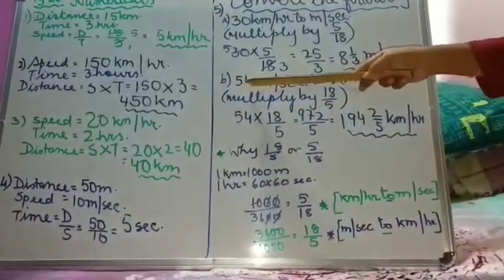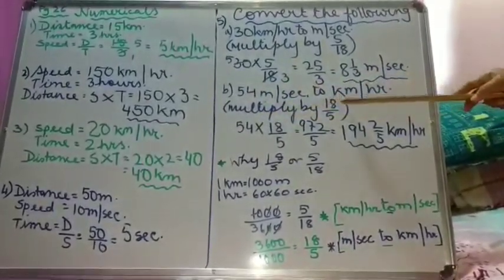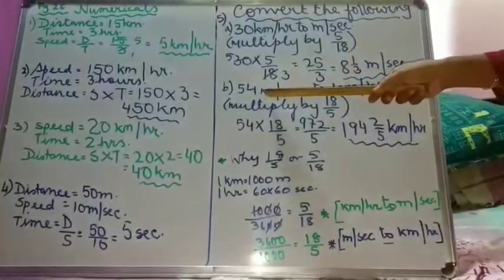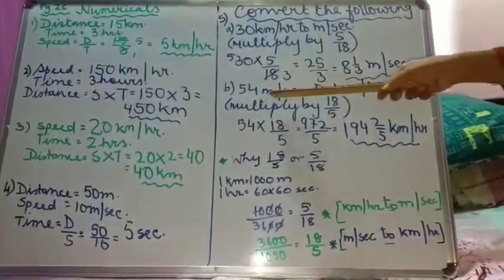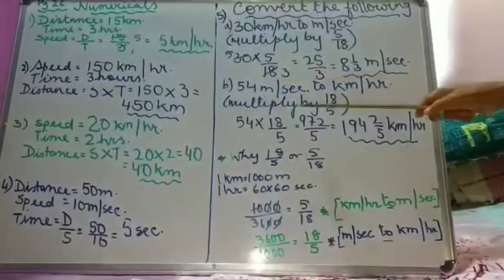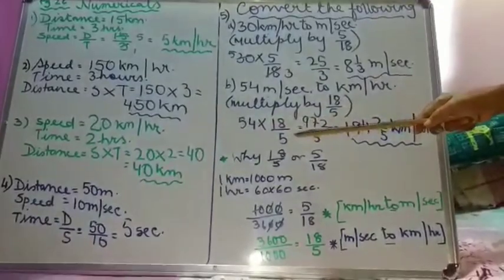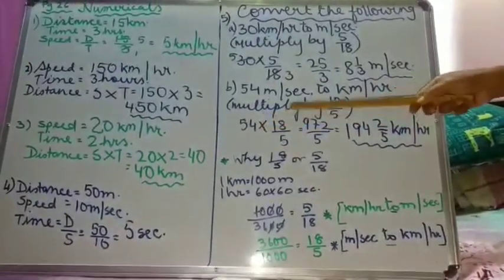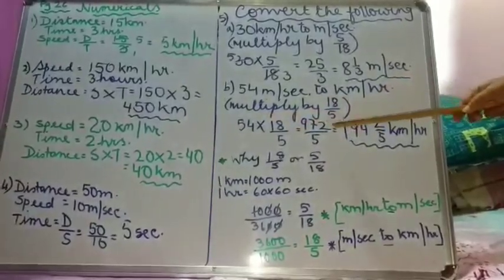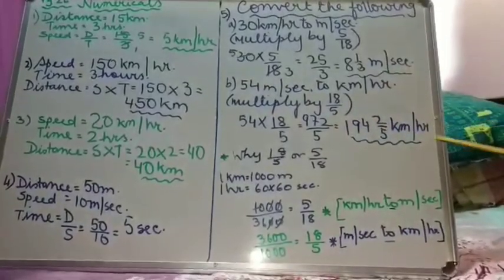Next, 54 meter per second to kilometer per hour. You have to multiply this one by 18 by 5. Why 18 by 5? Why not 5 by 18? Because you are going from a lower unit to a higher unit, from meter per second to kilometer per hour. You have to multiply by 18 by 5. So 54 into 18 by 5. We cannot cancel anything, so directly we multiply. That comes to 972 by 5. The answer is 194 2 by 5 kilometer per hour.